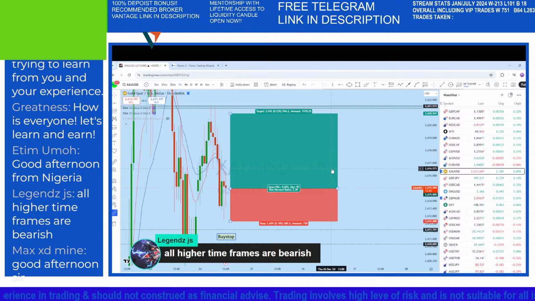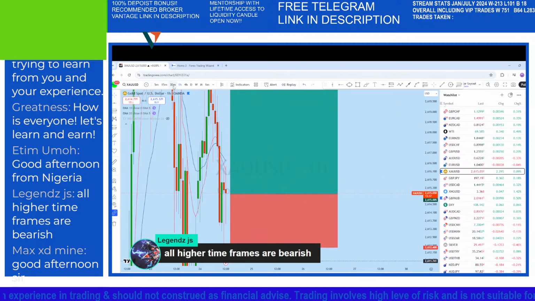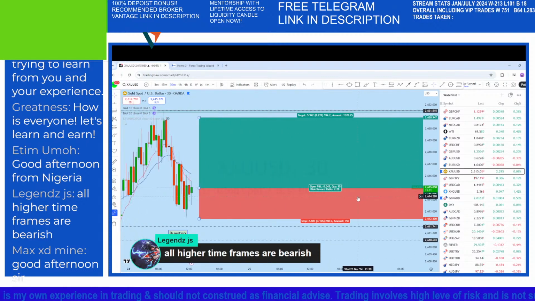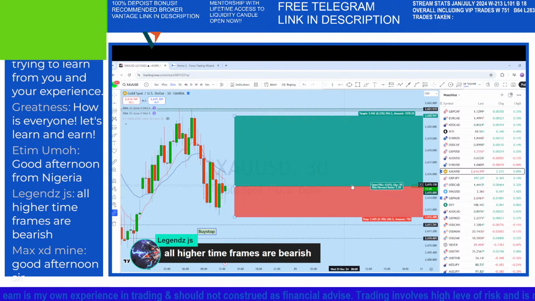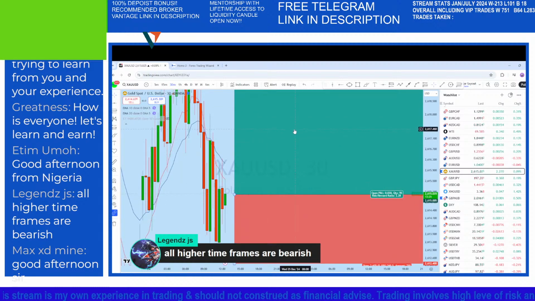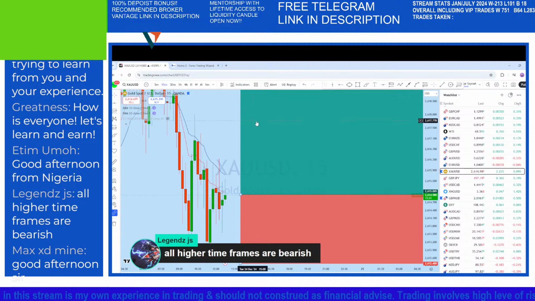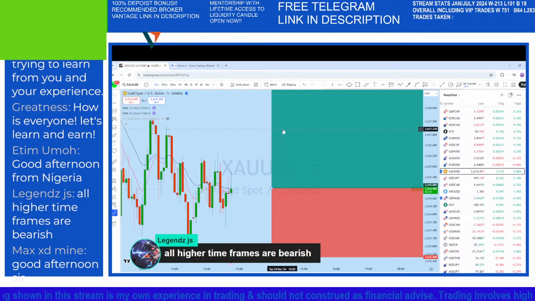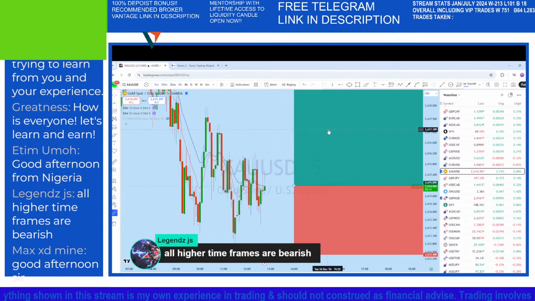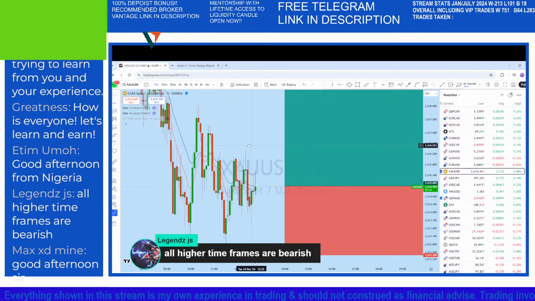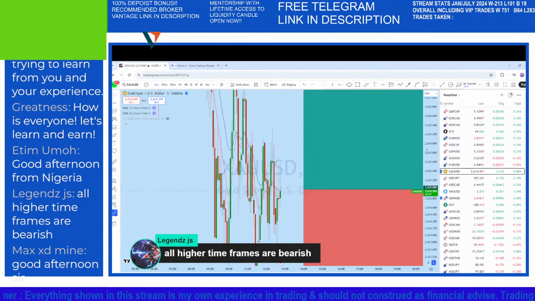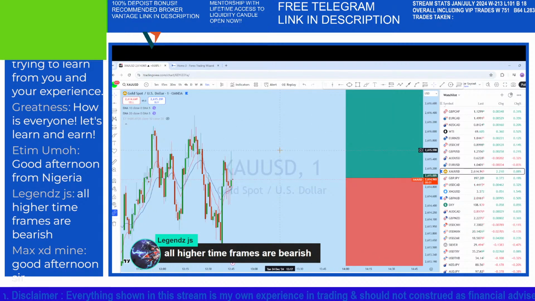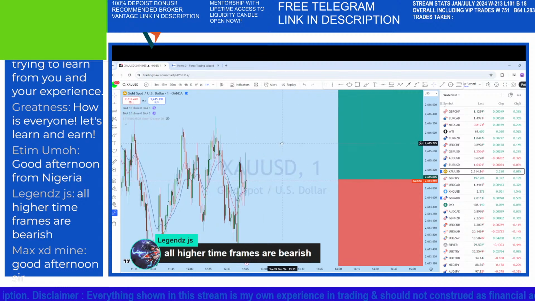Doji again in that area, and another doji formation. Want to see that it's moving up.